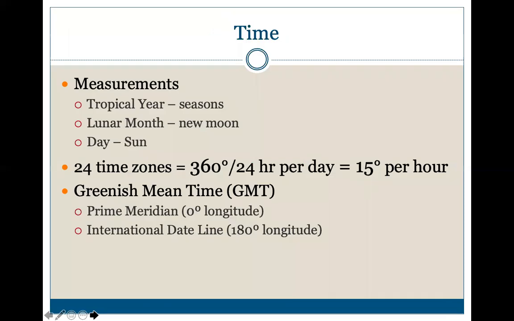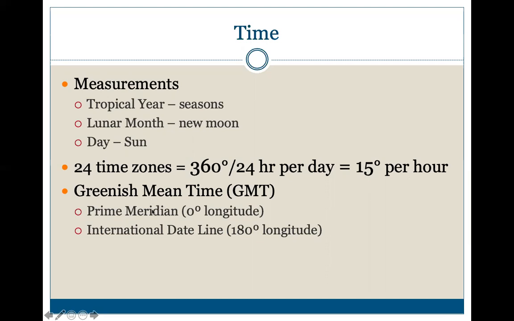So the measurements we looked at are just official terms. Tropical year is one which we looked at, going through all the patterns that we saw Earthwise. But especially we noticed the seasons, the lunar month, where we have the new moon, and the day, where we go through the period of light and dark. To get our time zones, we went through 24 time zones, and to get these in longitude, we just take 360 degrees of longitude, divide by 24 hours per day, which equals 15 degrees per hour.